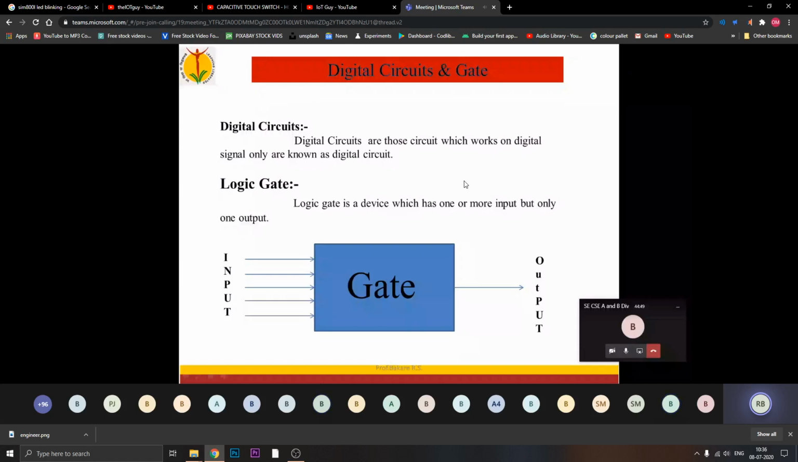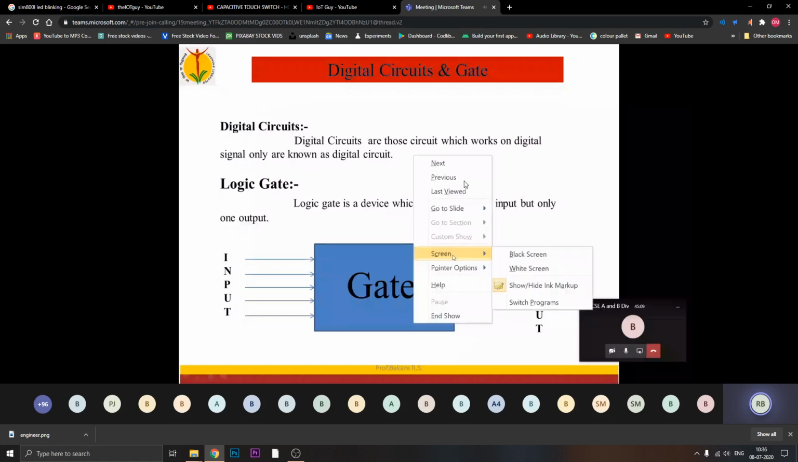The next is digital circuit and gate. Friends, now we know the digital signal. Now the definition is very simple. From the digital signal, I easily define the digital circuit and digital system. The circuits which work only on a digital signal are known as digital circuits.